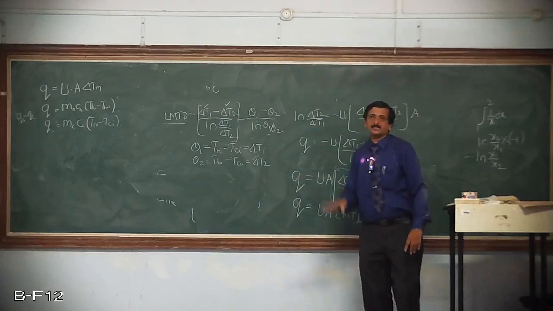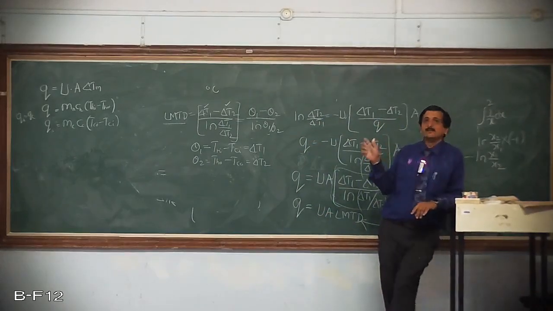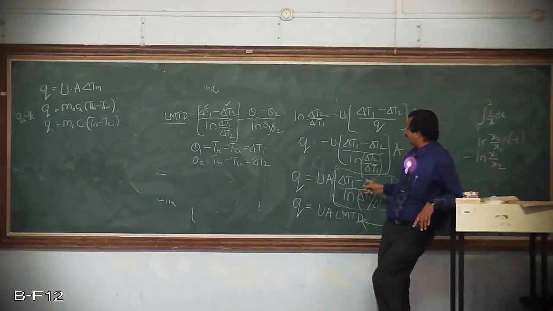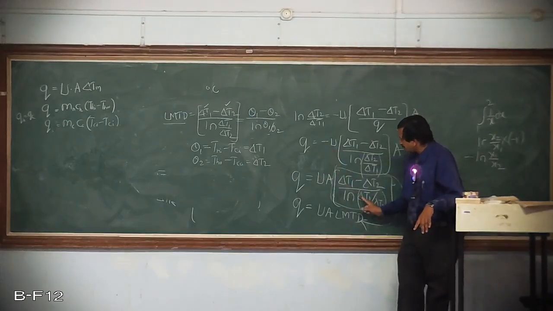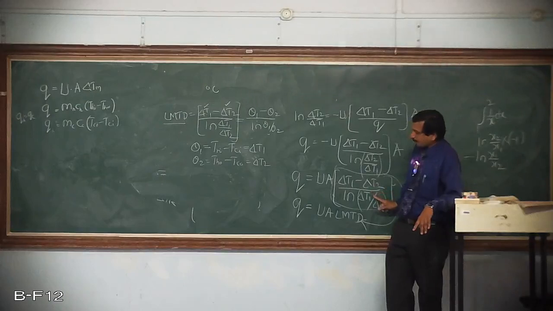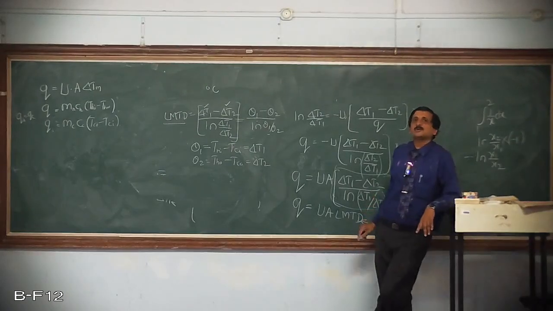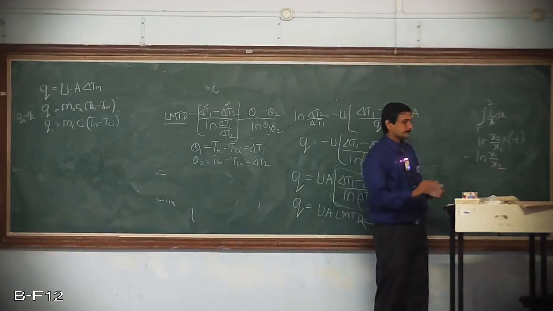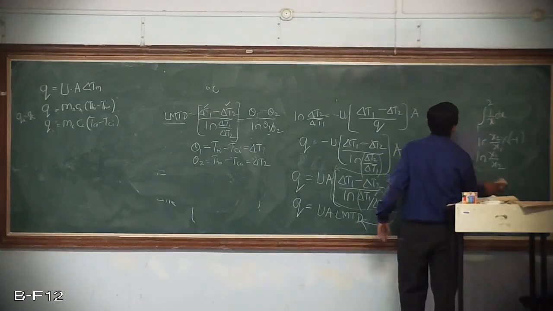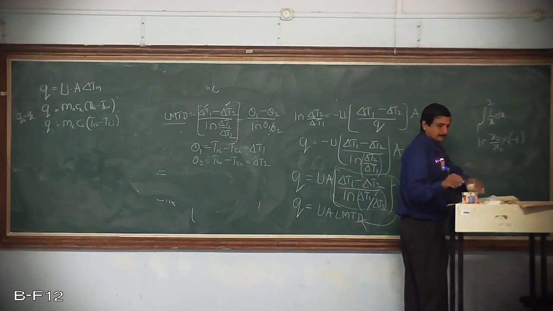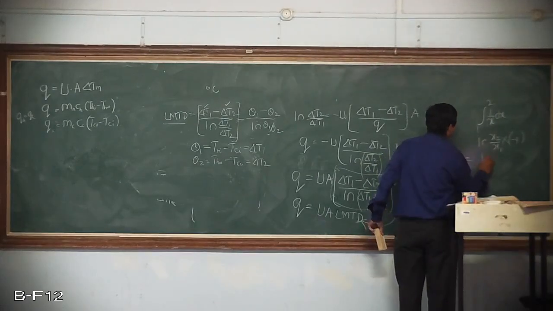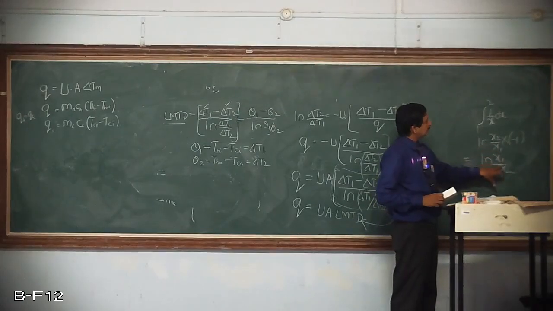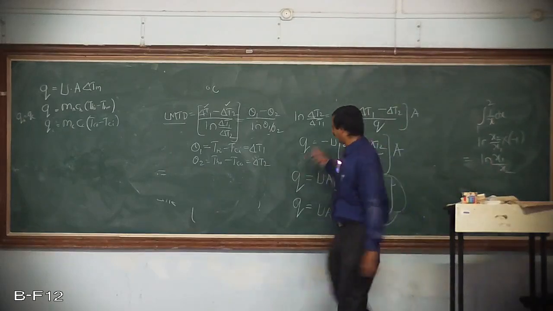The key of this derivation lies with number one, the initial equations of the heat duty. Then finally, this minus is reduced to this plus, meaning we are reciprocating this logarithm. Minus ln of x2 by x1 is equal to ln of x1 by x2. I'm sorry, I repeat, minus ln of x2 by x1 is equal to ln of x1 by x2. That is the meaning. Okay.